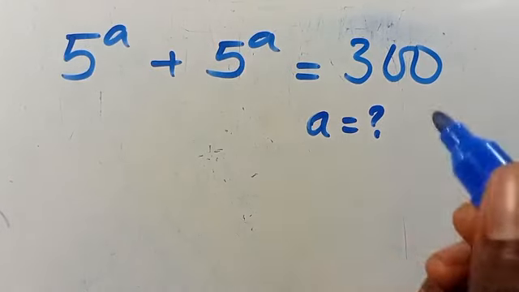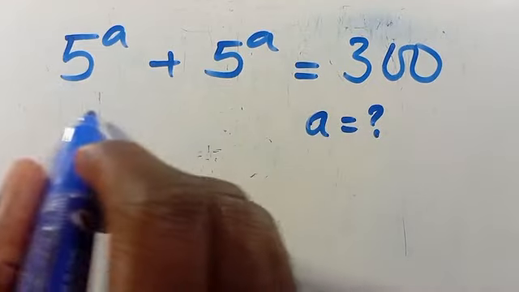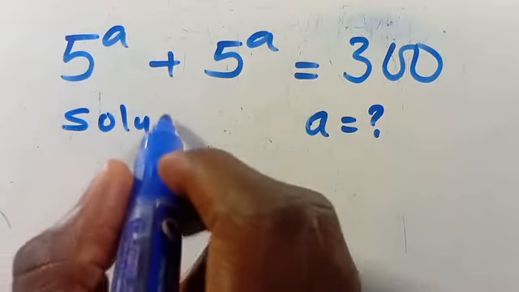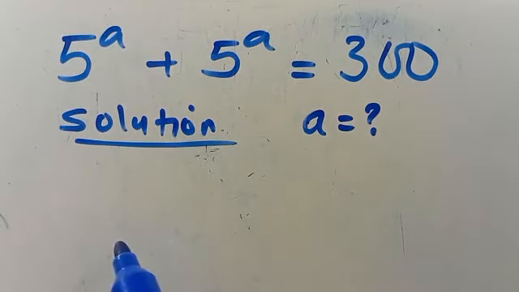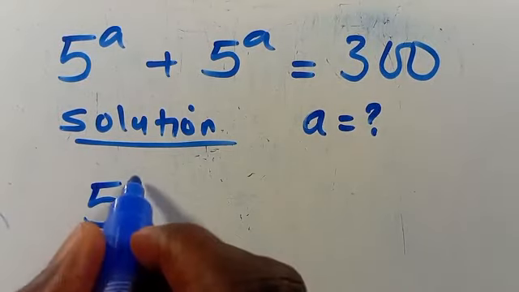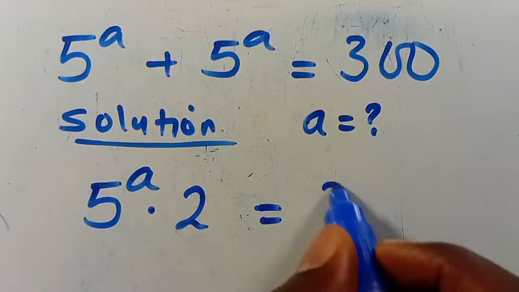What is the value of a, given that 5 to the power of a plus 5 to the power of a equals 300? Then let's have the solution. From here, we have 5 to the power of a repeated 2 times. So we can have 5 to the power of a multiplied by 2 equals 300.